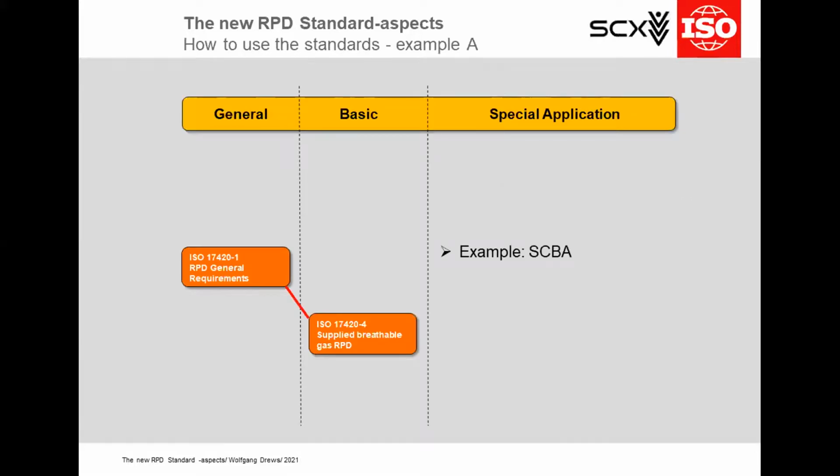So as an example, I have here taken the SCBA route for use in the industrial area. You need, as note 1, part 1, and then the supplied breathable gas. That's it. And you can then ask for certification on this route here.